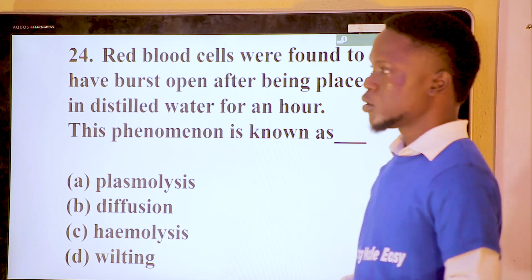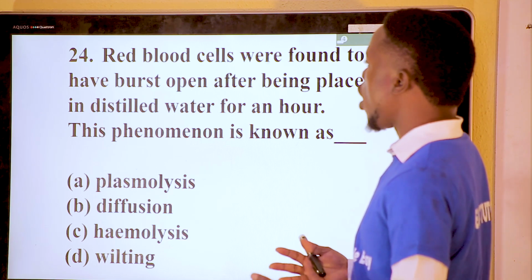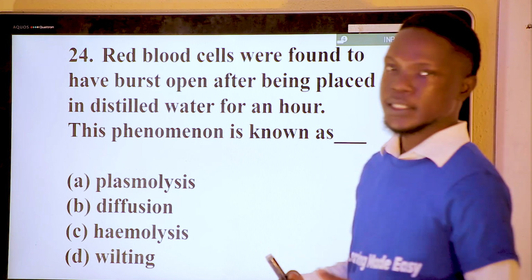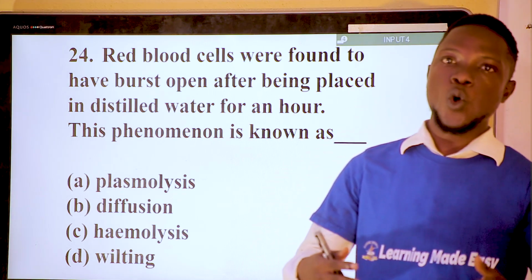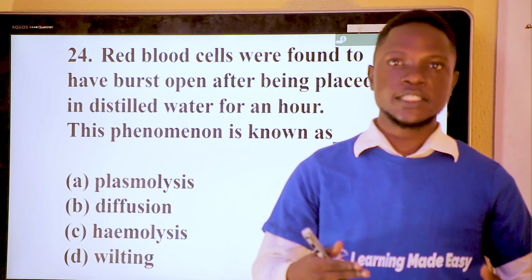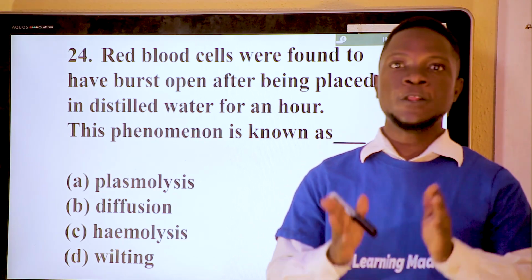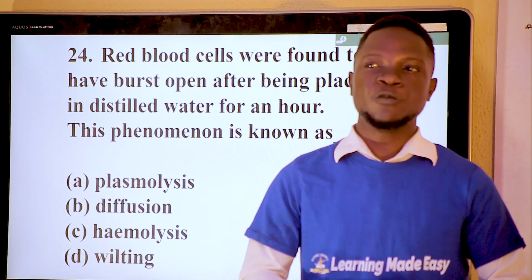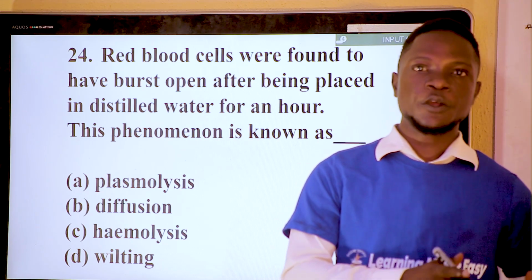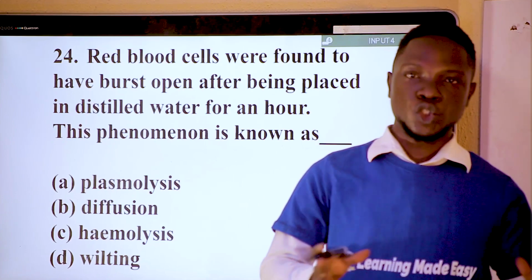Question number 24. Red blood cells were found to have burst open after being placed in distilled water for an hour. This phenomenon is known as dash. So what happened here is that the red blood cells contain what we know as hypertonic solution or hypertonic medium, and they are placed in distilled water, which is the hypotonic medium. So what happens is water will flow from a region of low concentration to a region of high concentration. So the red blood cell would enlarge, would swell up, and will burst.